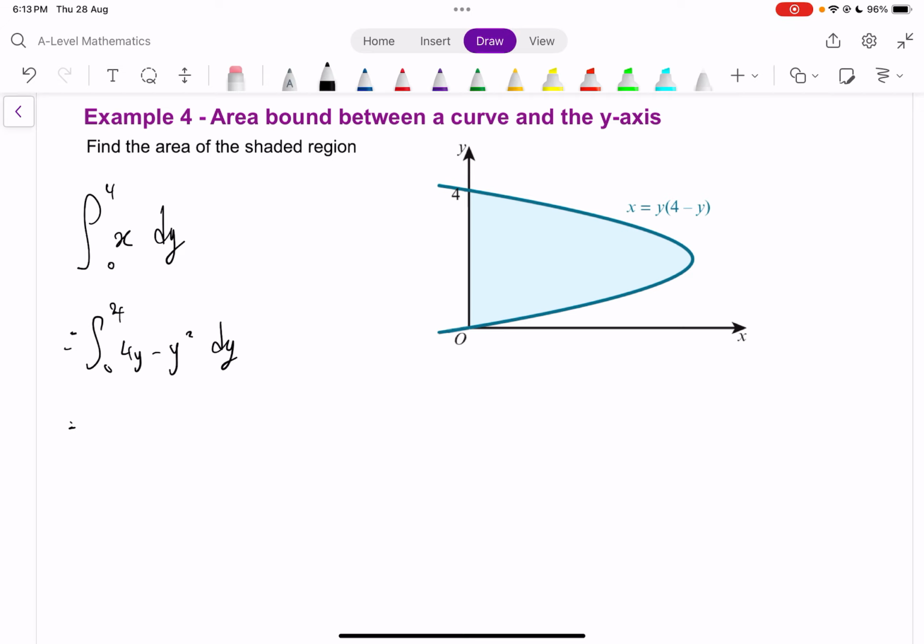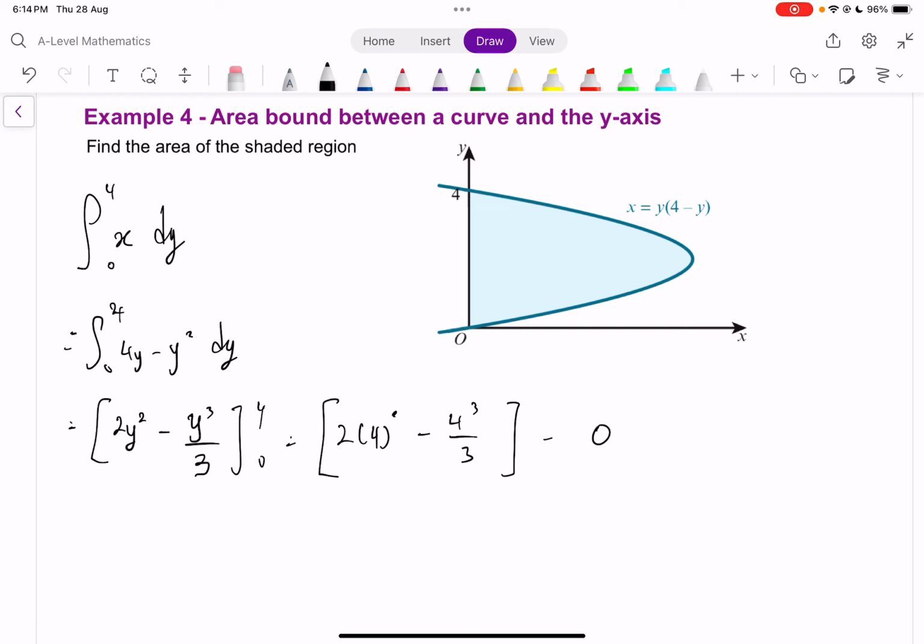So that just results in, let's see, the integration to 2y squared minus y cubed over 3. That will make it as 4 and type it into the calculator, or if you want you can just write it out in this form, minus 0, which makes it as 32 over 3.